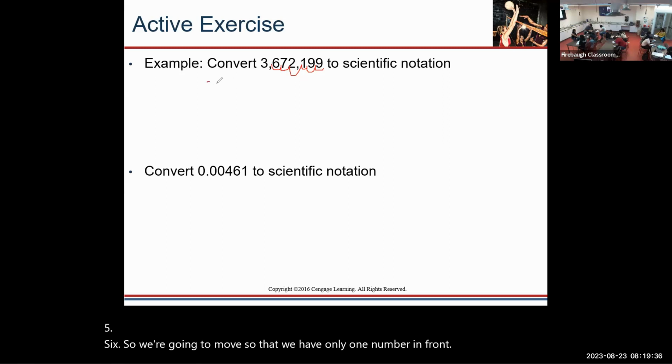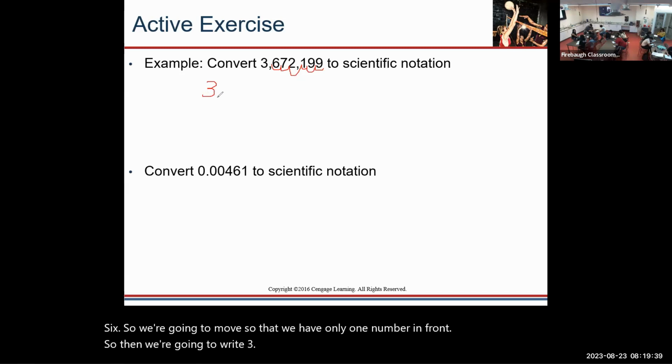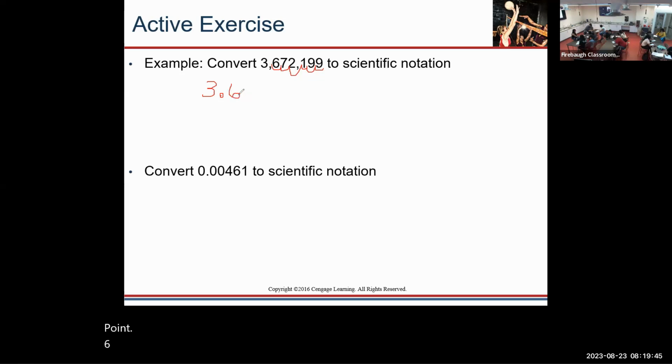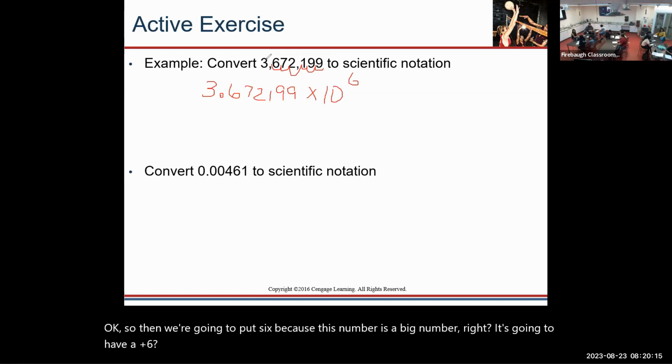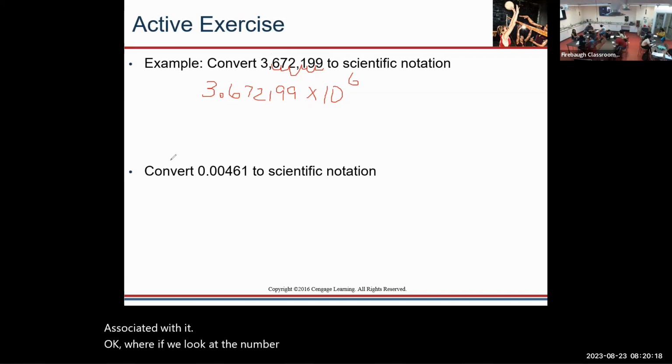So then we're going to write 3.672199 times, how many spots do we move back? Okay, so then we're going to put 6, because this number is a big number, right? It's going to have a positive 6 associated with it. Where if we look at the number below it, this guy's a small number.